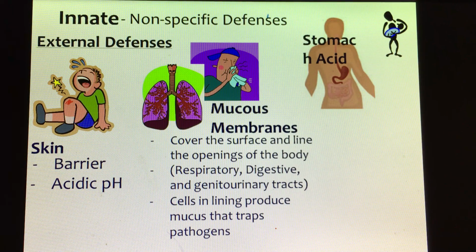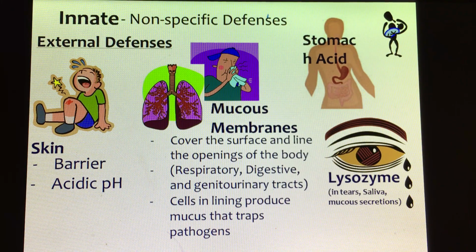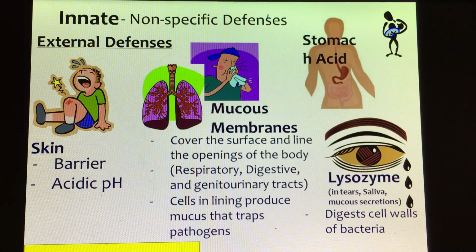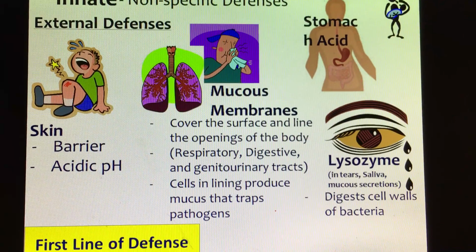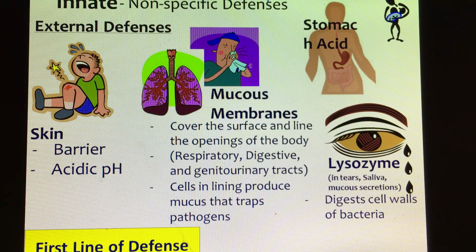Of course, I should point out that there are pathogens that have evolved resistance to our stomach acid and still survive in that environment. And then we have lysozyme. This is a protein that is going to digest the cell walls of bacteria, resulting in their death. You find lysozyme in tears, saliva, mucus secretions, as a non-specific way to try and protect your eyes or your mouth or whatever from bacteria or pathogens, microbes. Now this, together makes up our first line of defense. So these external defenses that are non-specific are our first line of defense.